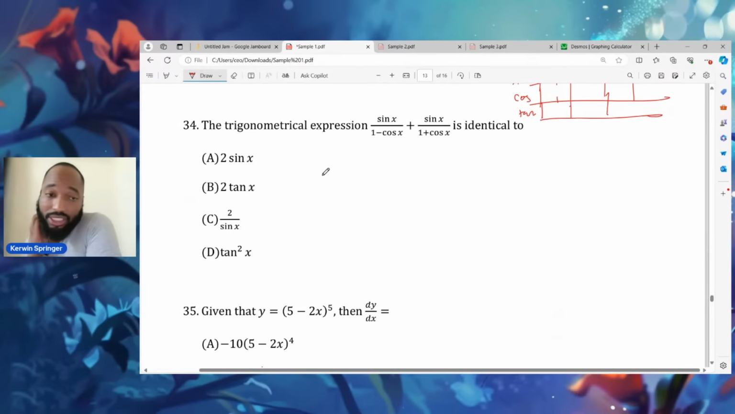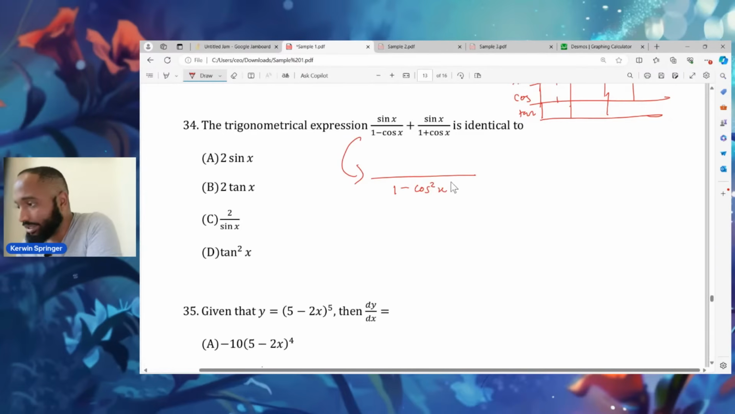So you have an identity in the multiple choice, but it is a difference of squares identity. So when I multiply this by this, I get 1 minus cos squared x. Then this will go into this, 1 plus cos x times, so I'll get sine x, 1 plus cos x. And then I'll get the sine x multiplying by 1 minus cos x.